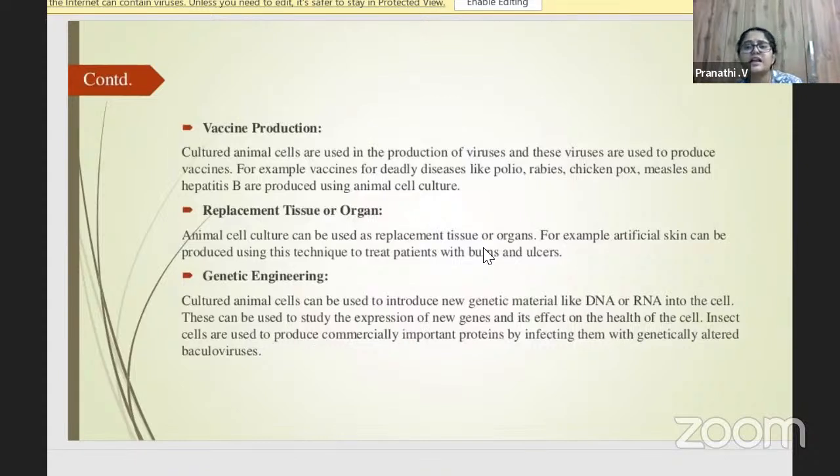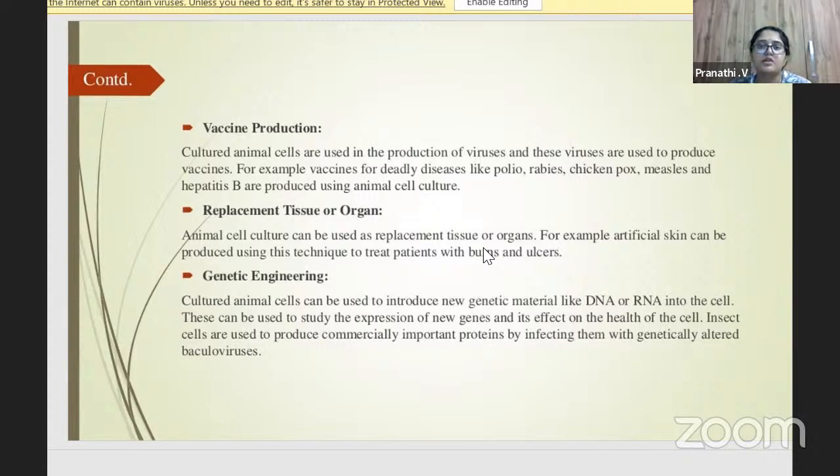Vaccine production, again, for vaccines for polio, rabies, chickenpox, all of them were produced through animal cell culture. And now we have an issue with production of whole organs or tissues.